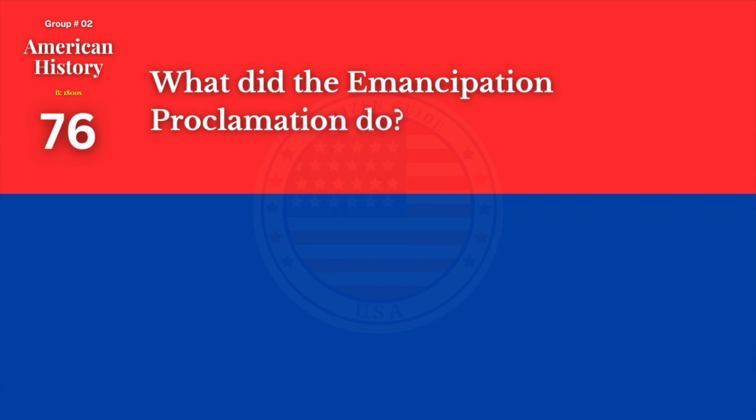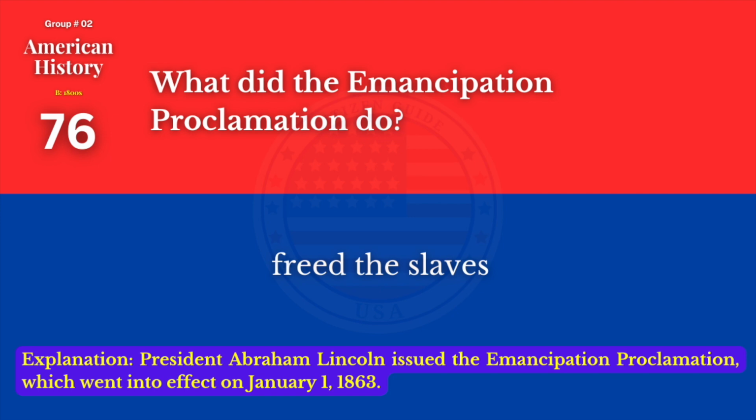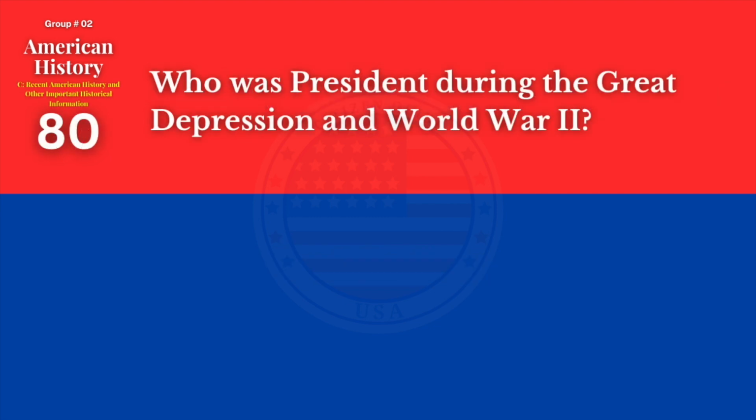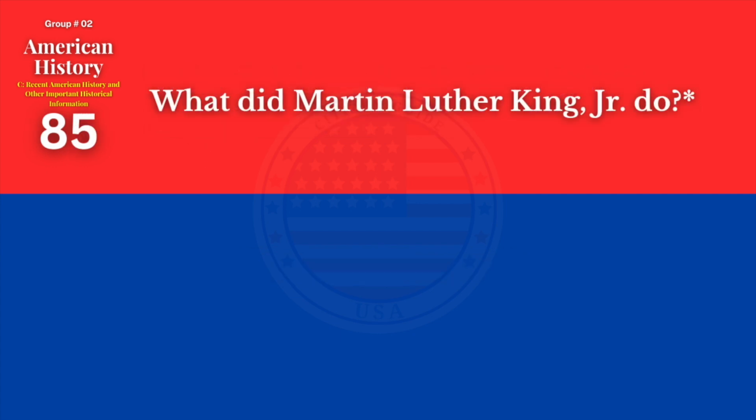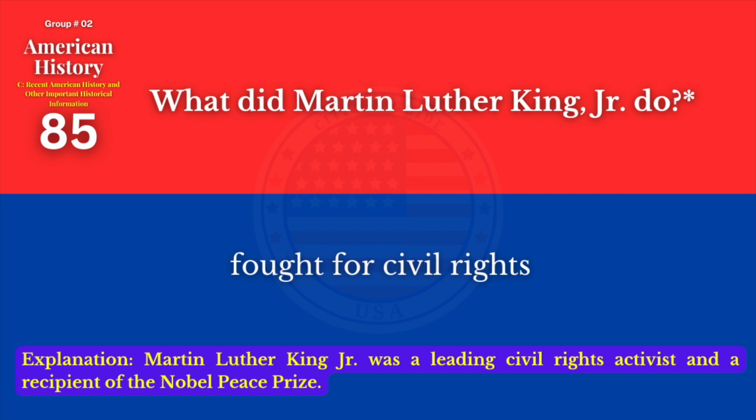What did the Emancipation Proclamation do? Freed the slaves. Who was president during the Great Depression and World War II? Franklin Roosevelt. What did Martin Luther King, Jr. do? Fought for civil rights.